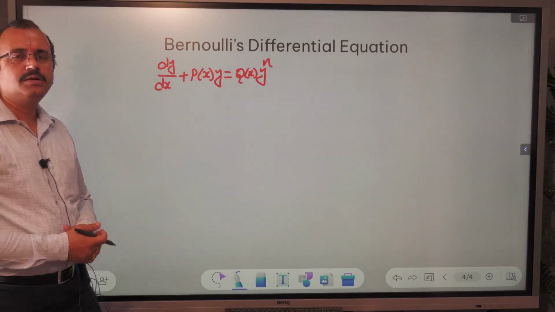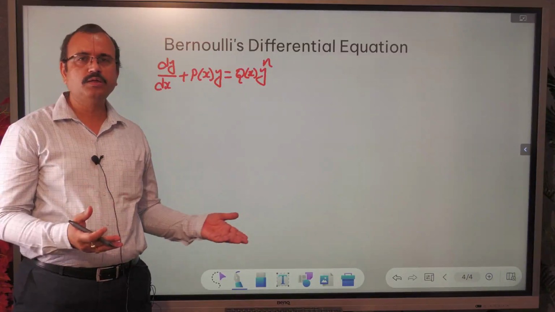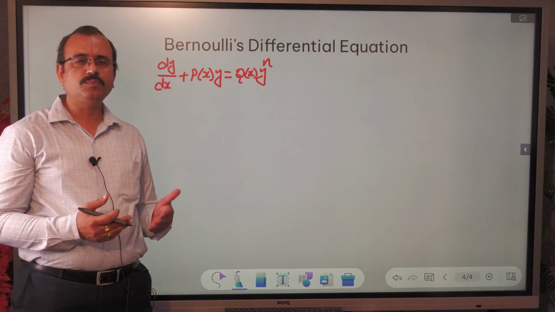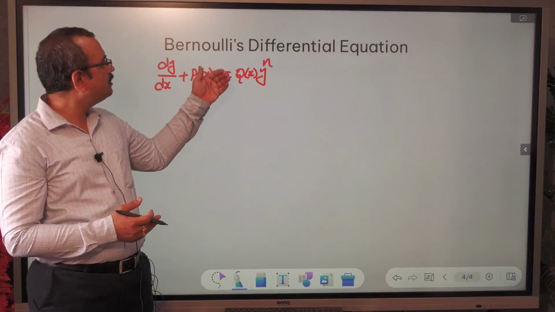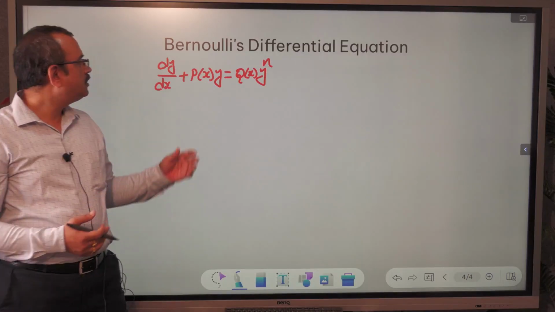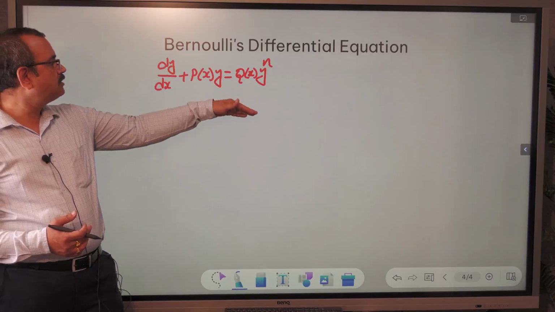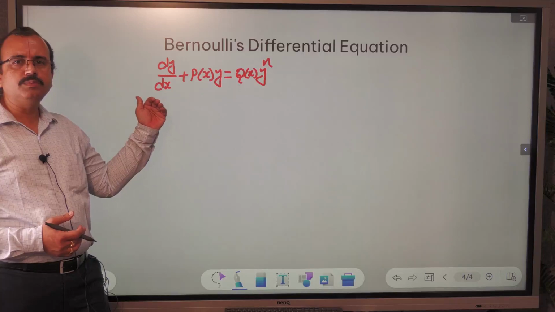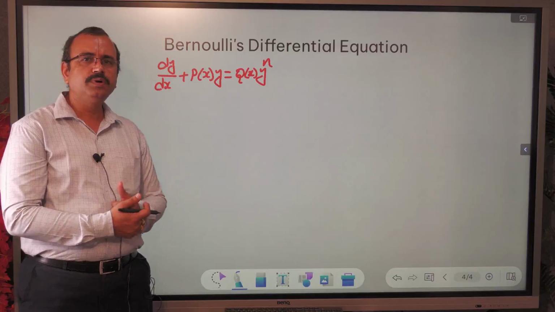As in linear, where we have two formats, the differential equation linear in y and linear in x, similarly here also we have two different formats. One is Bernoulli's in y and another is Bernoulli's in x. In the sense, those in this format can be converted into linear. Here y is the dependent variable and x is the independent variable. Similarly, another format is where x is the dependent variable and y is the independent variable.